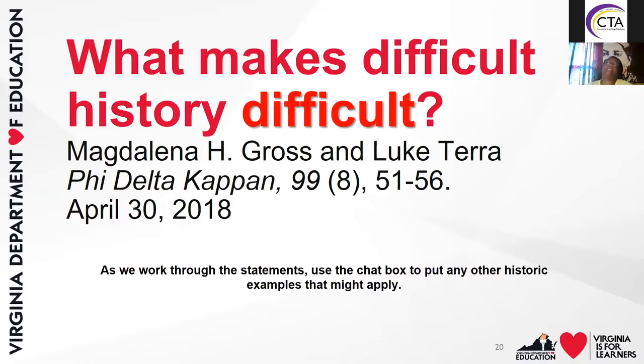So what makes difficult history difficult? This is an article, and I will put it in the chat if you would like to check it out. I'm going to reference it in the next few slides. It's by Luke, Terra and Magdalena, published in Phi Delta Kappan in 2018. But what I want you to think about as I go through the next few slides is, what are some historic examples that might apply to the statements that you're going to see on the screen?